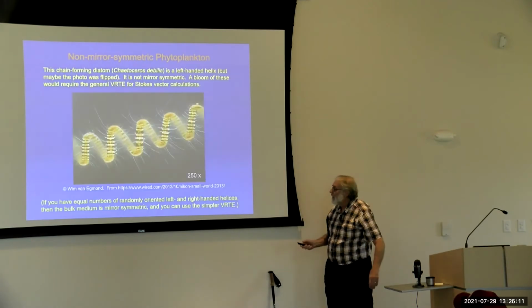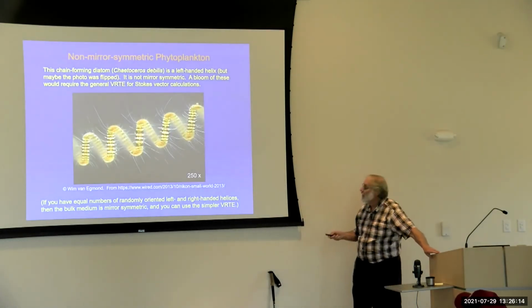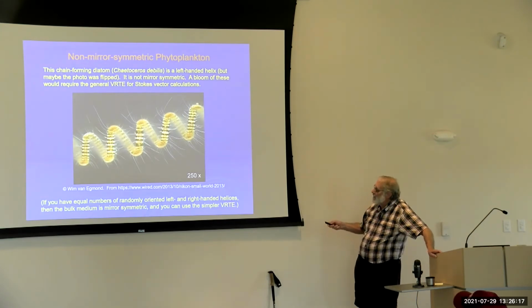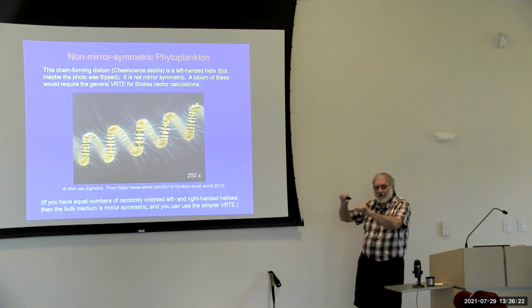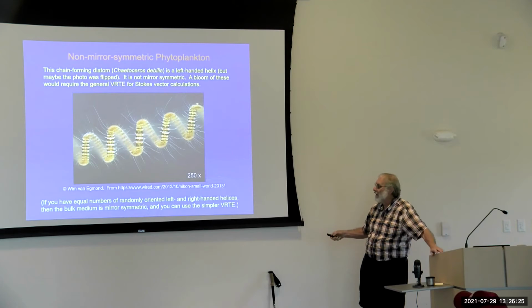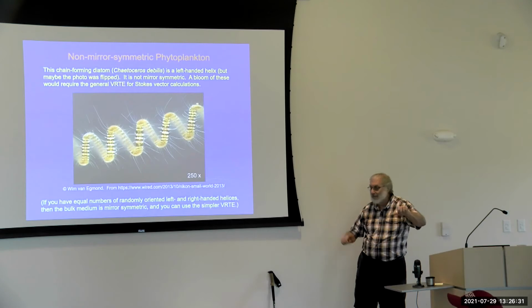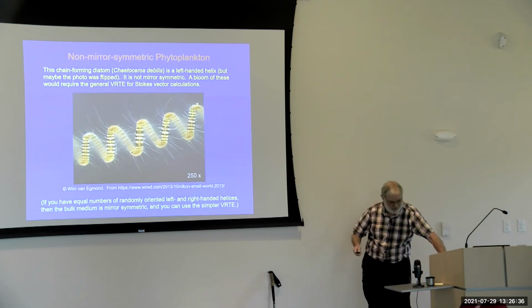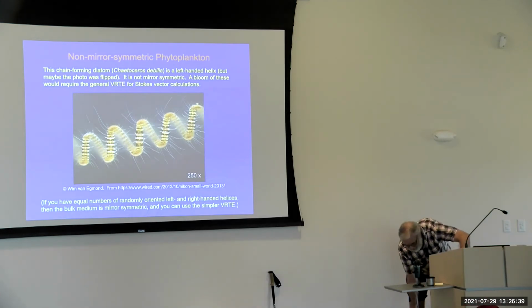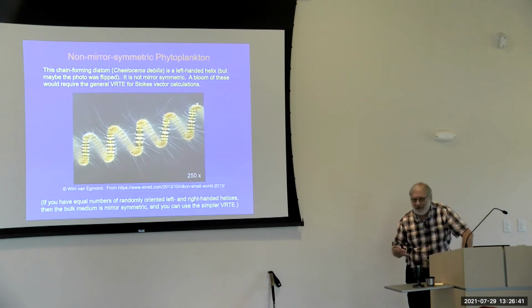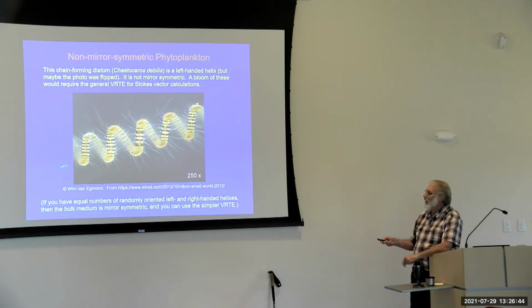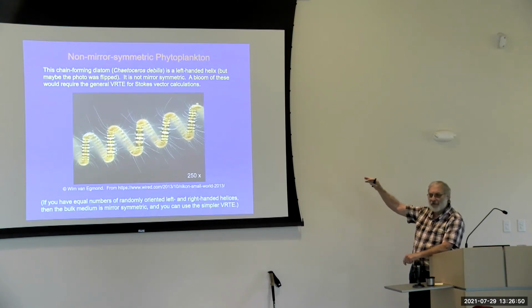Now, not all phytoplankton are mirror symmetric. So here's this cute little guy here. He's this helical thing, and that's either a right-handed or a left-handed helix, depending on how you want to define it. So if you flip this guy in the mirror, the right-handed phytoplankton looks like the left-handed one. So this does not have mirror symmetry. So if you were really wanting to model phytoplankton or model light propagating in a bloom of these things, where these were the dominant particles, you'd have to go back and use that full-blown equation.